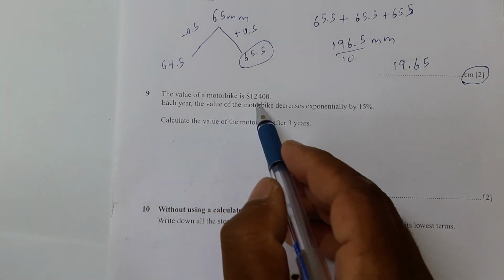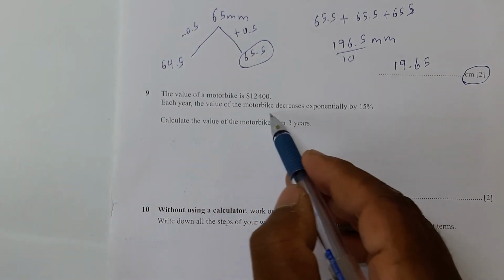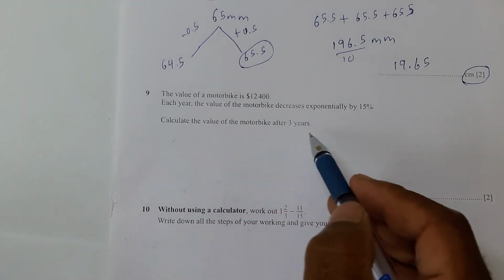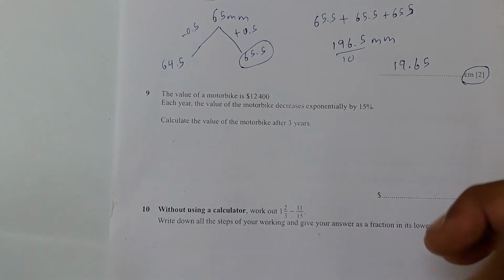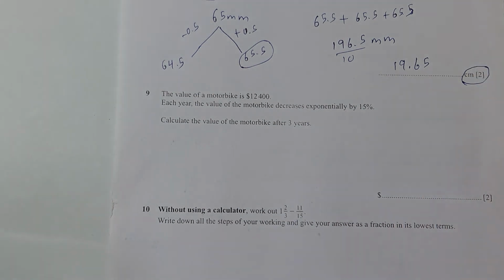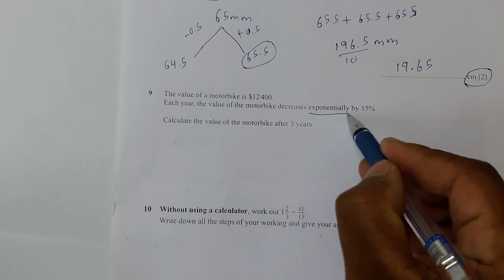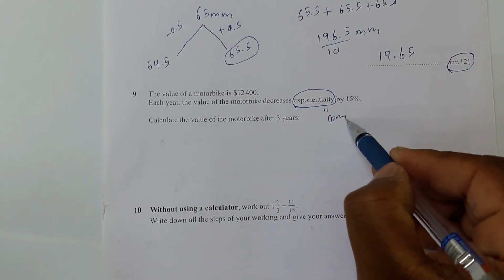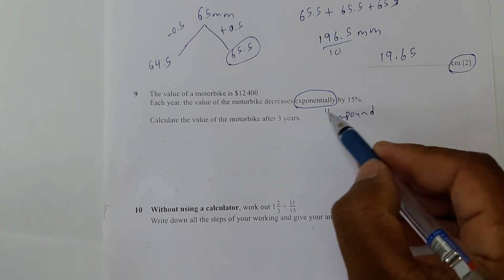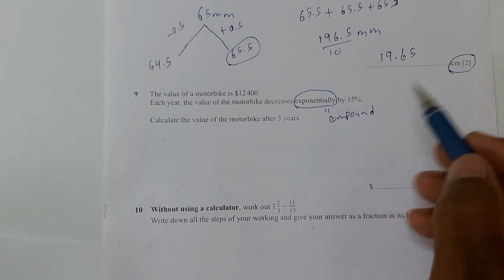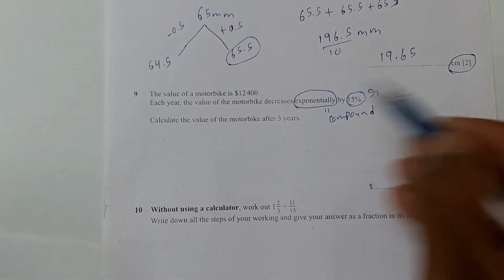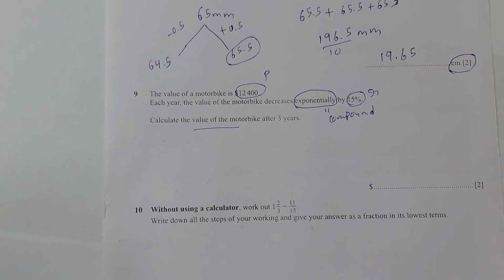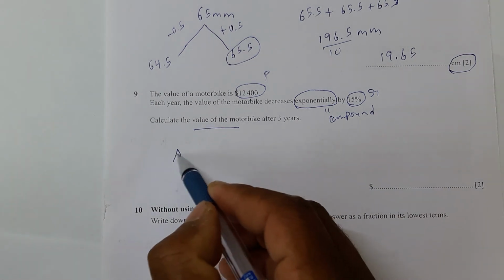The value of a motorbike is this one. Each year the value of the motorbike decreases exponentially by 15%. Calculate the value of the motorbike after 3 years. The hint, or the catch, is whenever exponentially is there, you should blindly use compound interest. Exponentially is a hint that compound interest should be followed, and this is your R and this is your principal. You need to find the value of the motorbike after 3 years, which means they are asking for the amount.